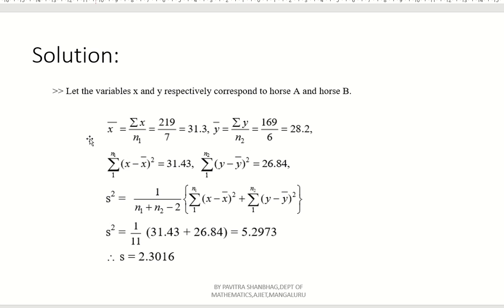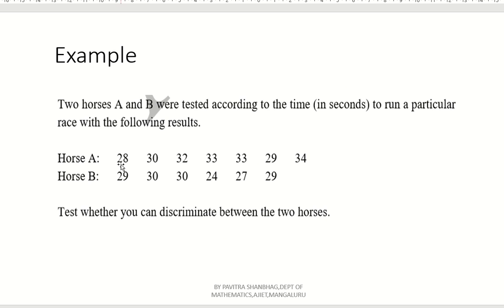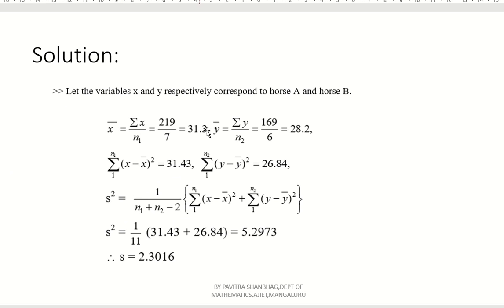Summation y by n2. That is nothing but what? X bar is: add 28 plus 30 plus 32 plus 33 plus 33 plus 29 plus 34, divided by 7. Similarly for y bar: 29 plus 30 plus 30 plus 24 plus 27 plus 29, divided by 6. Do that and find the value of x bar and y bar. You will get 31.3 and here 28.2.